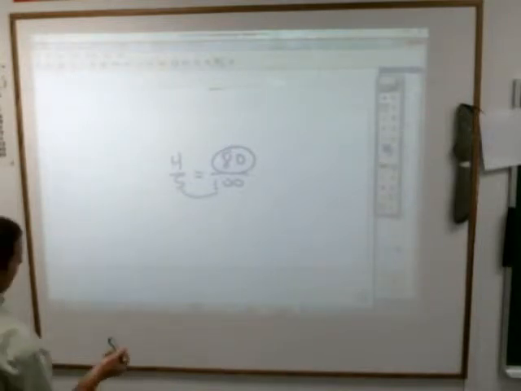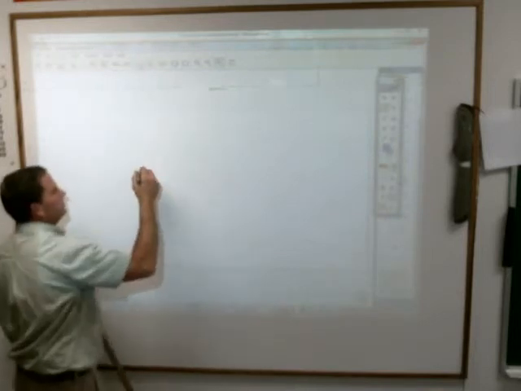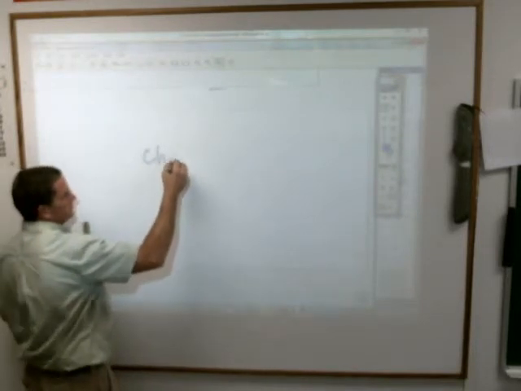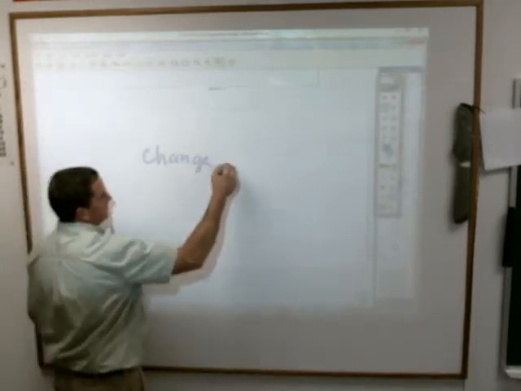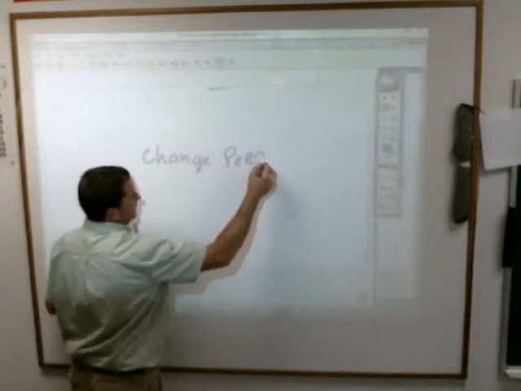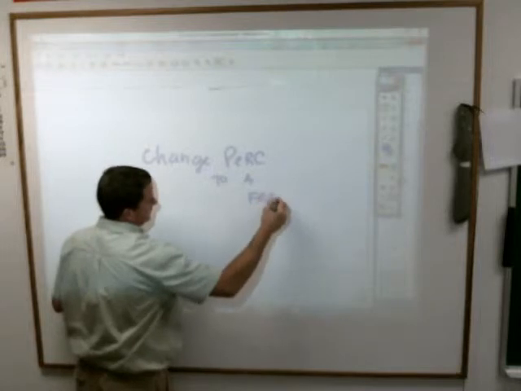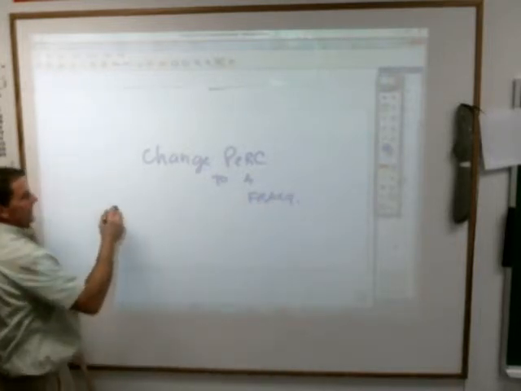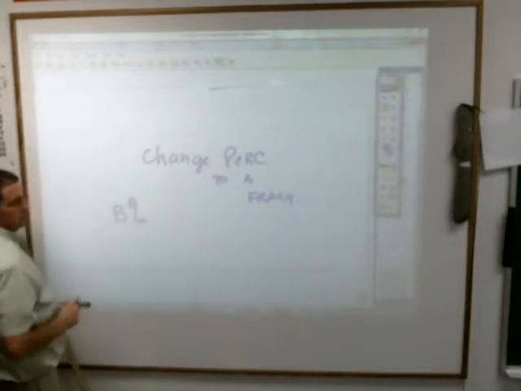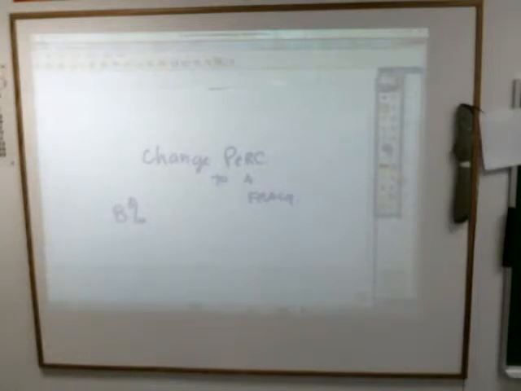Now, in addition to that, you also need to be able to change a percent to a fraction. And I know that's going to be hard. Changing a percent to a fraction. Let's say you've got 8%. How in the world can I change 8% into a fraction? Please think really hard.